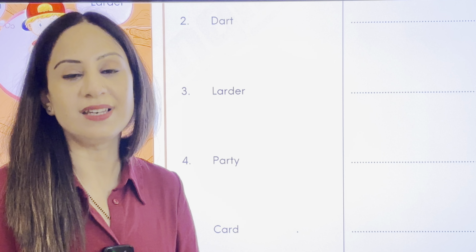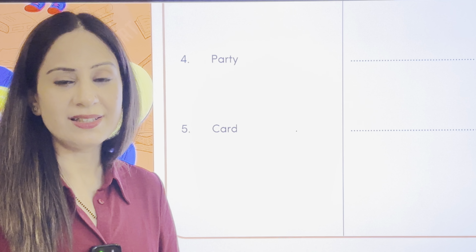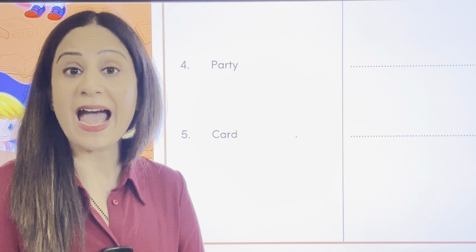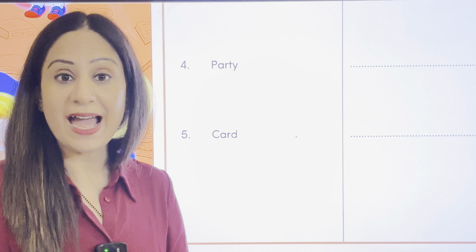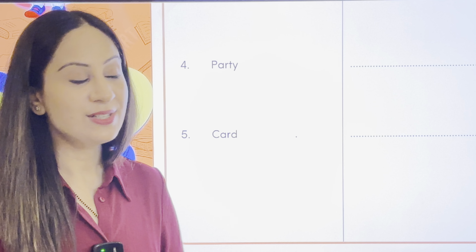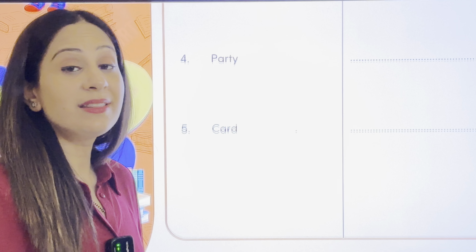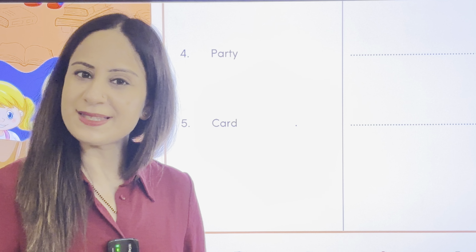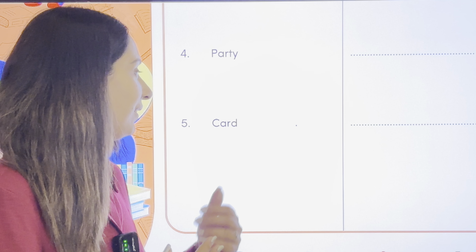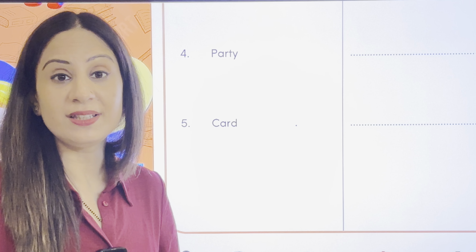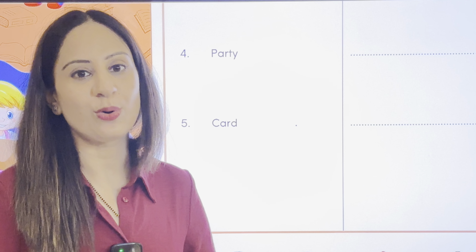It's called larder. You know, larder is basically a room in an ant's house, and in that room, the larder, the ant stores the food. So that's called larder. The next is party. Another simple easy word. I know you know the meaning of the word party. And the last one is card. We all use playing cards, so that's called card.